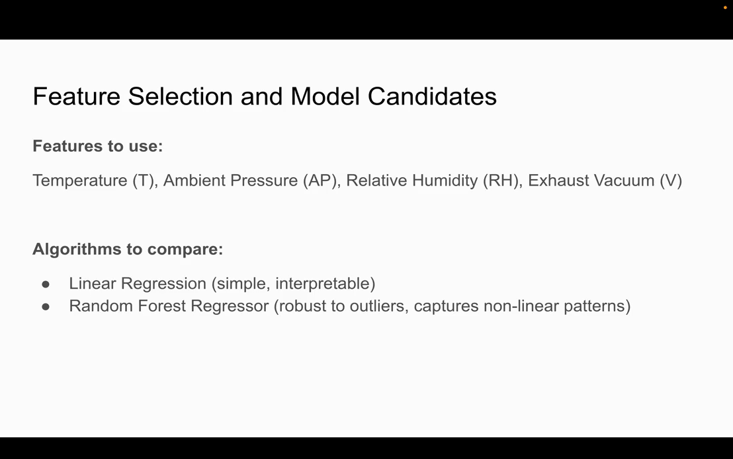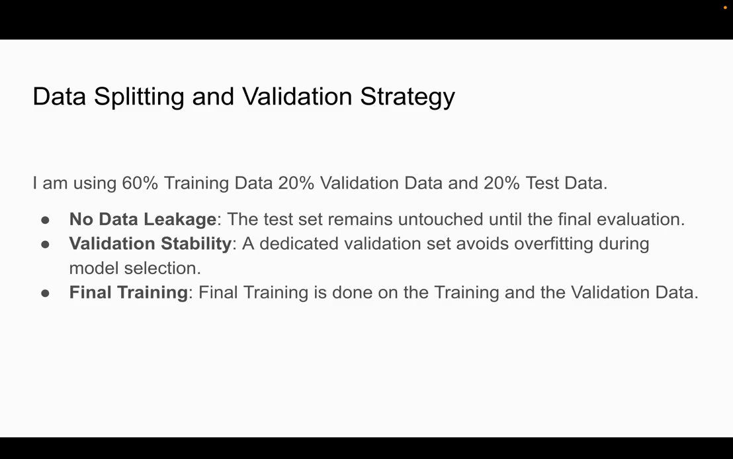As far as feature selection and model candidates, we've already selected the features as described earlier, and the algorithms, we've already discussed the linear regression and the random forest. Now, as far as the data splitting is concerned, I'm splitting my data into 3 parts. 60% is training data, 20% is validation data, and 20% is test data. So I will be training my model on 60% of the data, and then I will be validating both the models on the validation set.